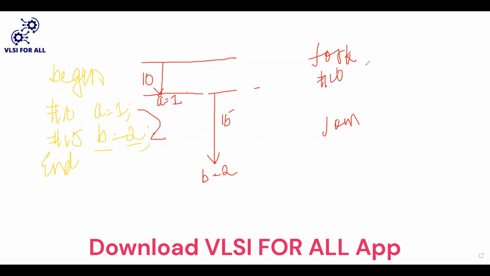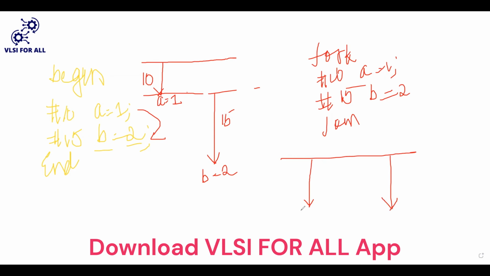Hash 10, A equals 1, and hash 15, B equals 2. If we consider this, the fork and the join is nothing but whatever is inside the fork and the join will be running concurrently. So it will start at time 0, and it will also start at time 0. So at 10 nanoseconds, the value of A will be 1, and at the end of 15 nanoseconds, the value of B will be 2.